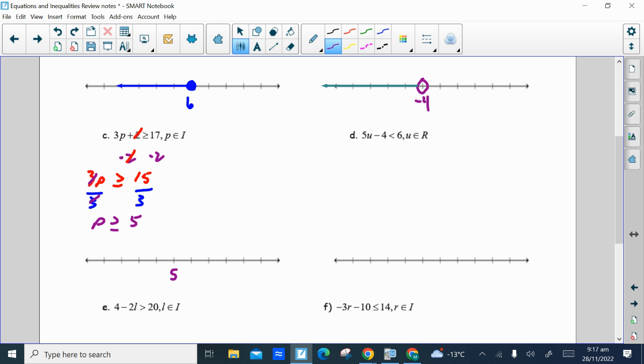So we have positive 5 in the middle. P is greater than or equal to. So because it's equal to, we'd have a closed dot on 5. And because we're only dealing with integers, we can only use dots there. And we also put an arrow to show that that pattern continues. This shows all integers greater than or equal to 5.